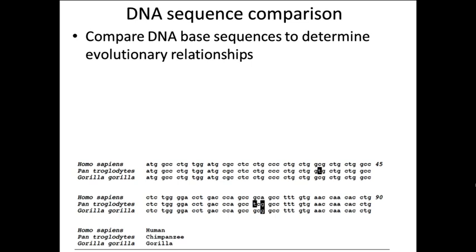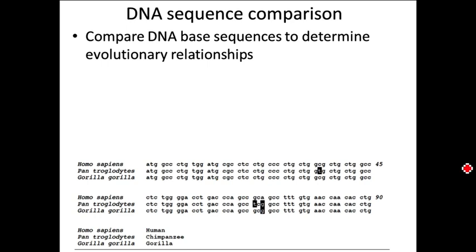Okay, we can use this fact that we all have the same DNA and evolved from a common ancestor to help understand how the diversity of life we see on Earth today is related to each other. We talked a little bit about this in the DNA lecture. You can compare DNA-based sequences to determine evolutionary relationships. It's like this, right? So this is looking at DNA of Homo sapiens, chimpanzees, and gorillas. And you're comparing at every place what base is there, right?